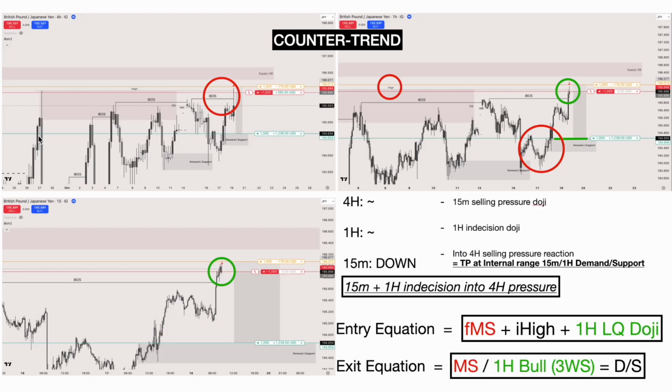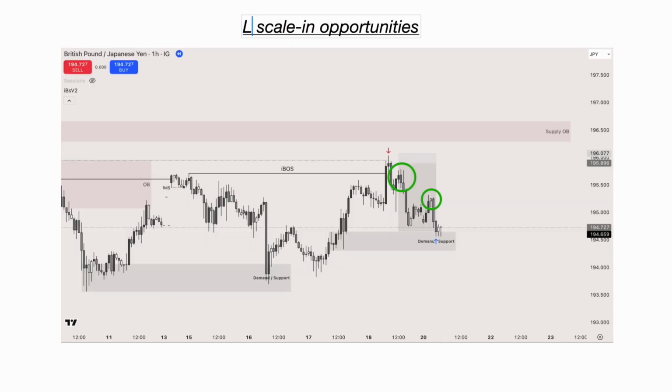And lower high scale in opportunities. We have sweeps liquidity just above coming up to create a lower high, and then we have another one, lower high here. So this is just opportunities in case we miss the first opportunity.